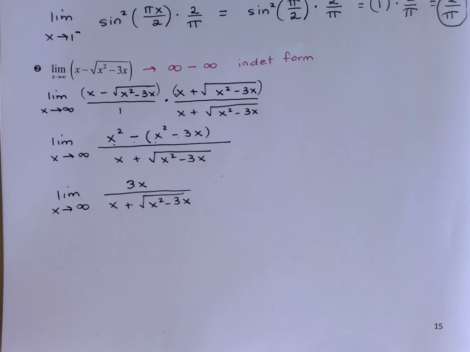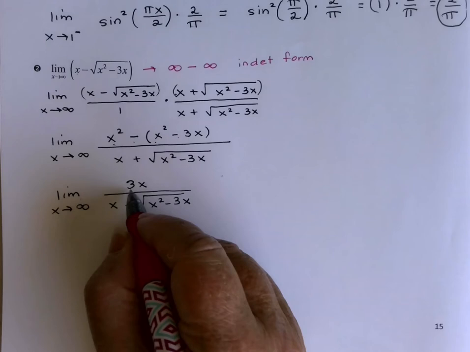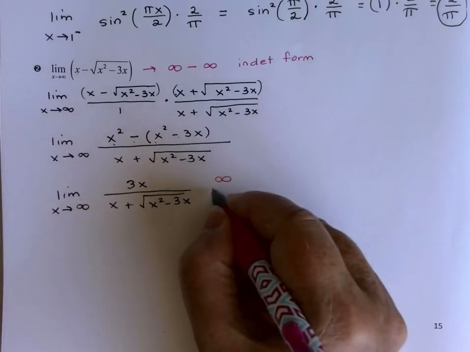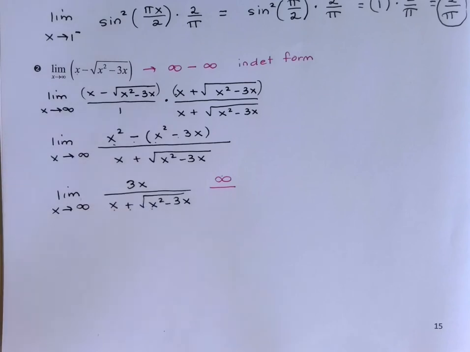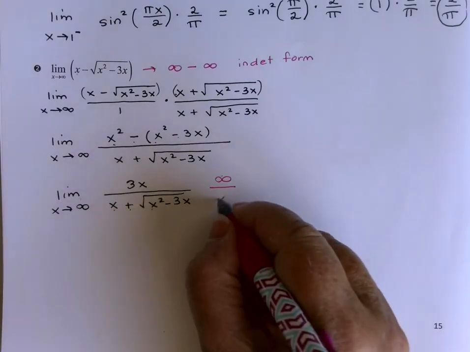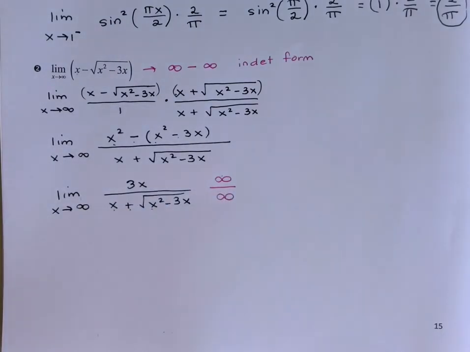So, what have we got here? At this point, as x goes to infinity, 3 times infinity is infinity on the top. And on the bottom, we've got infinity plus infinity. Infinity plus infinity is infinity. So I've finally got a form where I can use L'Hopital's rule.